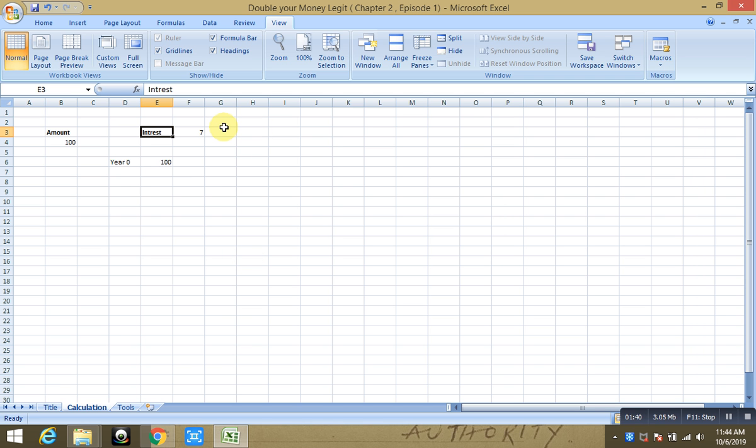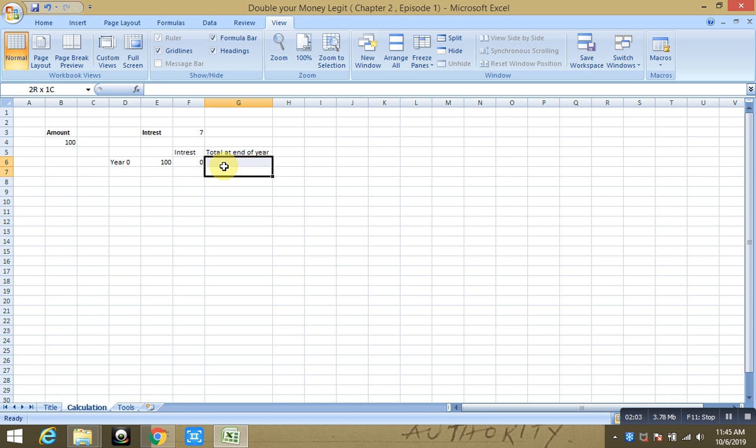So on year zero, let us see how much we will have added from interest. Let us say we are just beginning. So for the first year it is zero, and the total at end of year zero is equal to this plus this, which is equal to 100. Now this is just our beginning year.